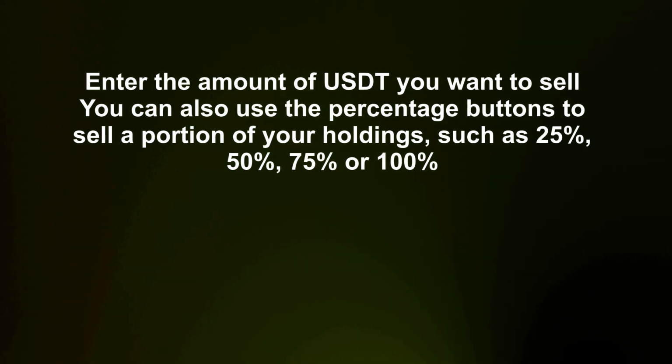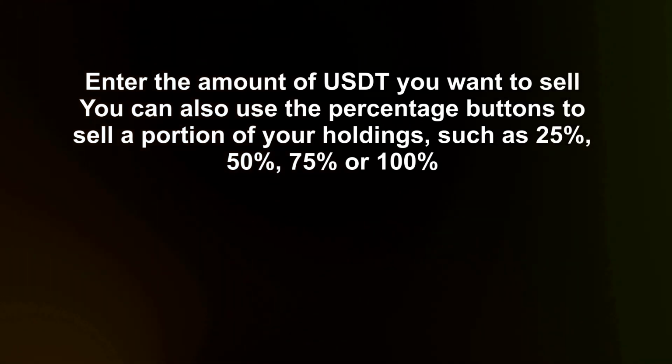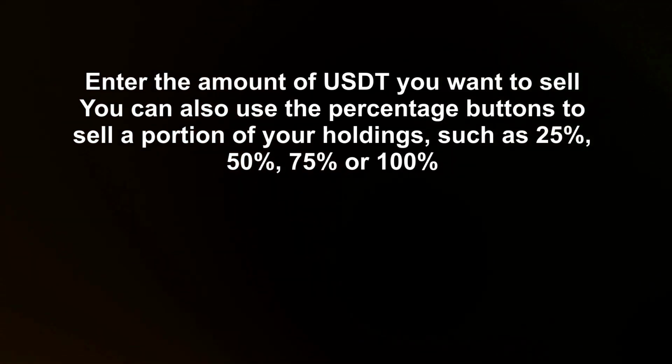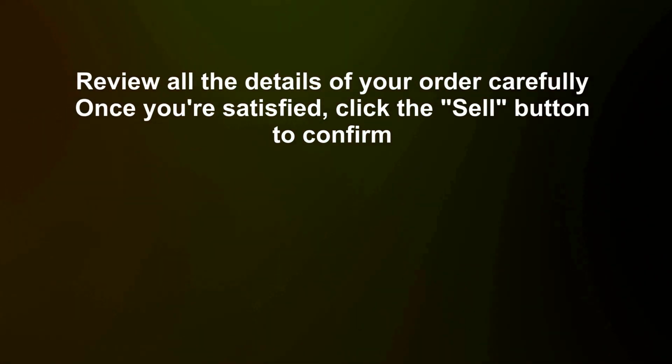Enter the amount of USDT you want to sell. You can also use the percentage buttons to sell a portion of your holdings, such as 25%, 50%, 75%, or 100%. Review all the details of your order carefully.